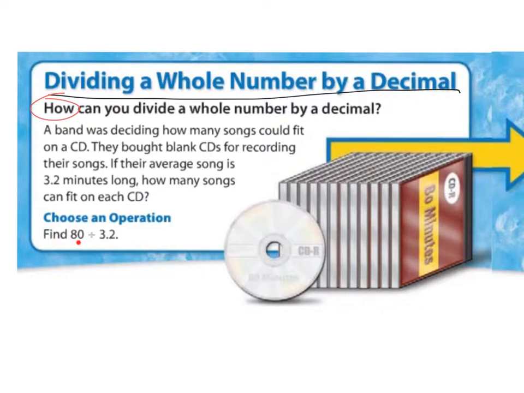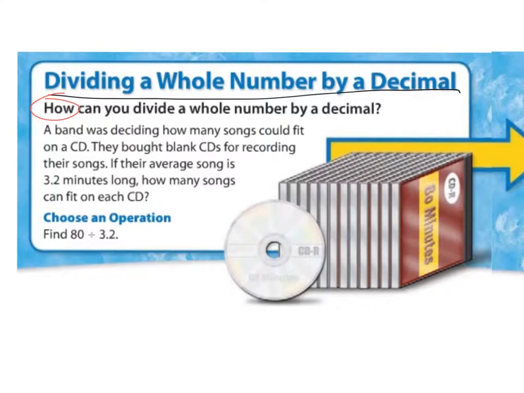So we are taking 80. Where do we get that from? Trying to look, where did they get 80 from? Oh, I see right here. There's 80 minutes on a CD. We're going to divide that by 3.2. That's each song. So we're going to take 80 and split it into groups of 3.2 minutes and see how many songs you could put on that CD.